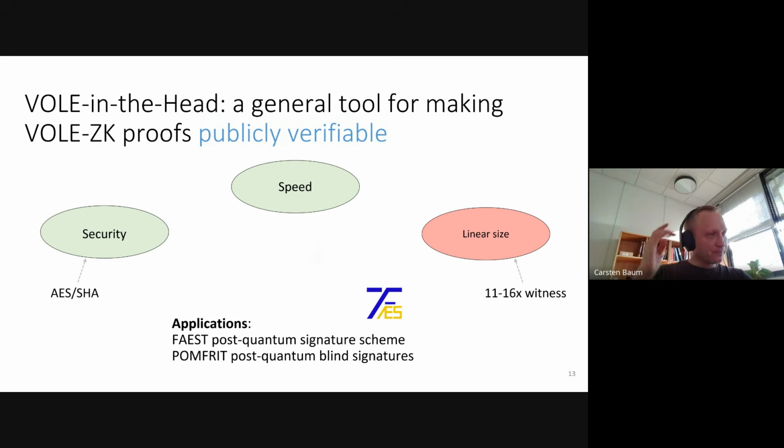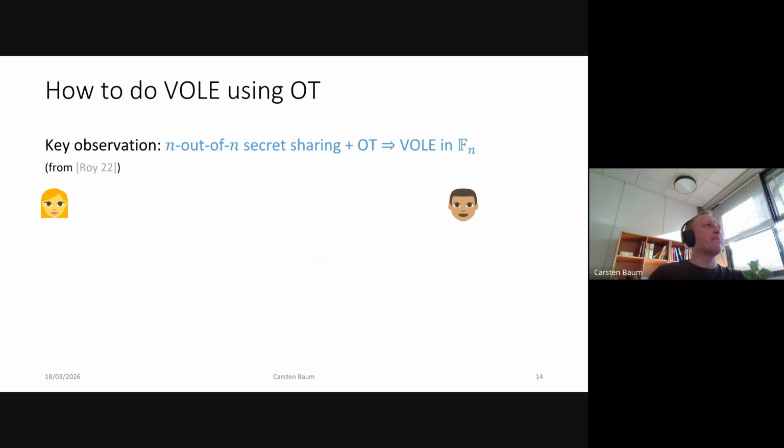And as I said, throughout the rest of the presentation, I'm going to talk about how do I turn this into a signature scheme, and how do I turn this into a blind signature scheme? And the way to think about this is, well, I want to generate VOLE correlations. How will I do this?